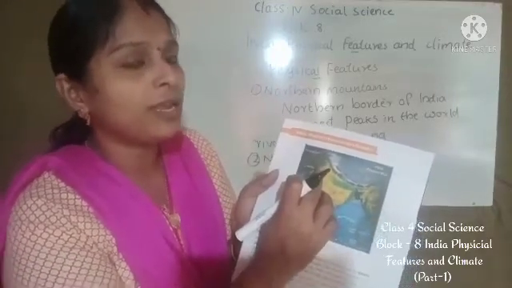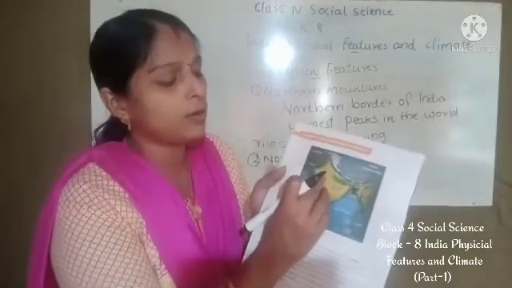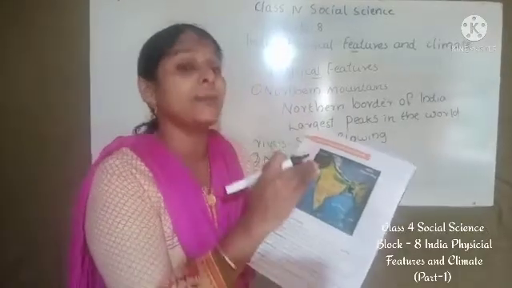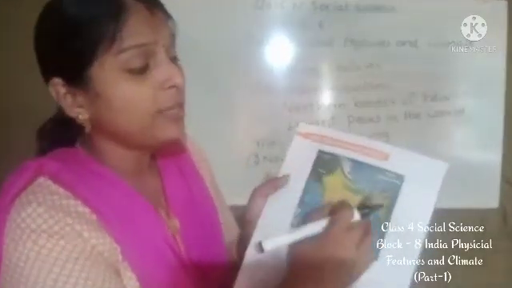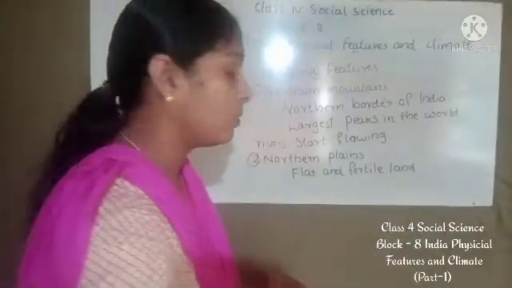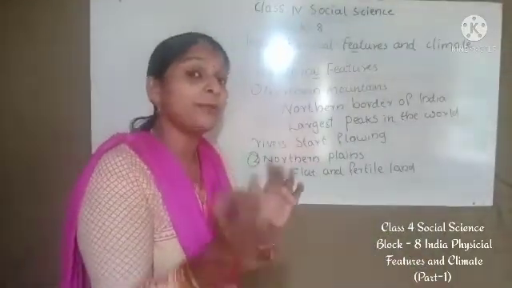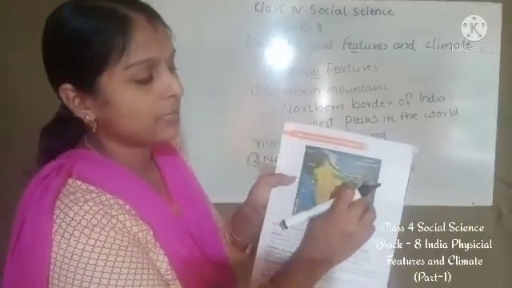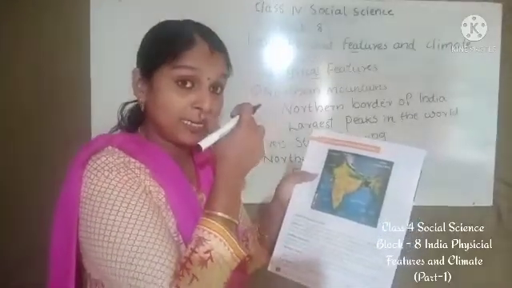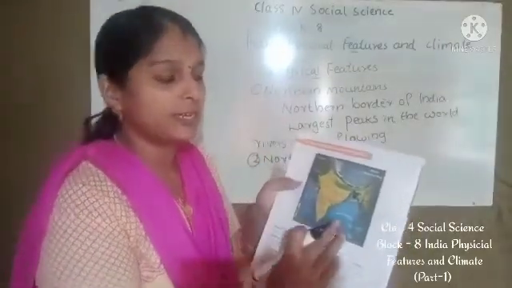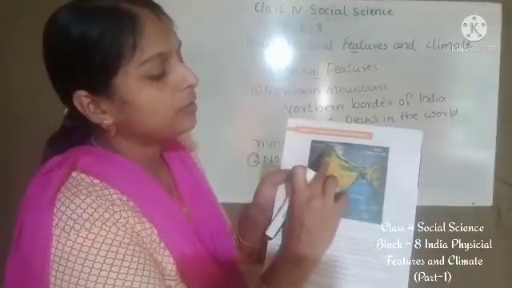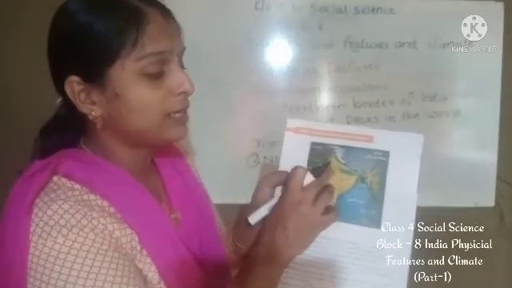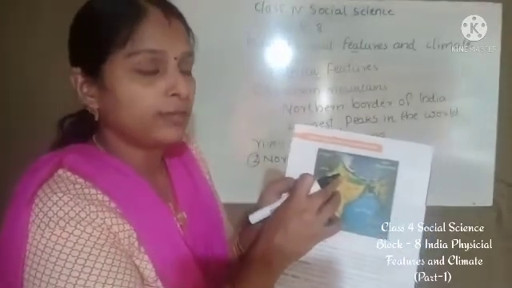Northern plains mainly spread from Punjab in the west to Assam in the east. This much area from Punjab is starting here, and Assam is here. You know, Assam belongs to the northeastern states. We studied the 7 sisters, isn't it? So the northern plains are situated just below the northern mountain, that means south of the northern mountains.